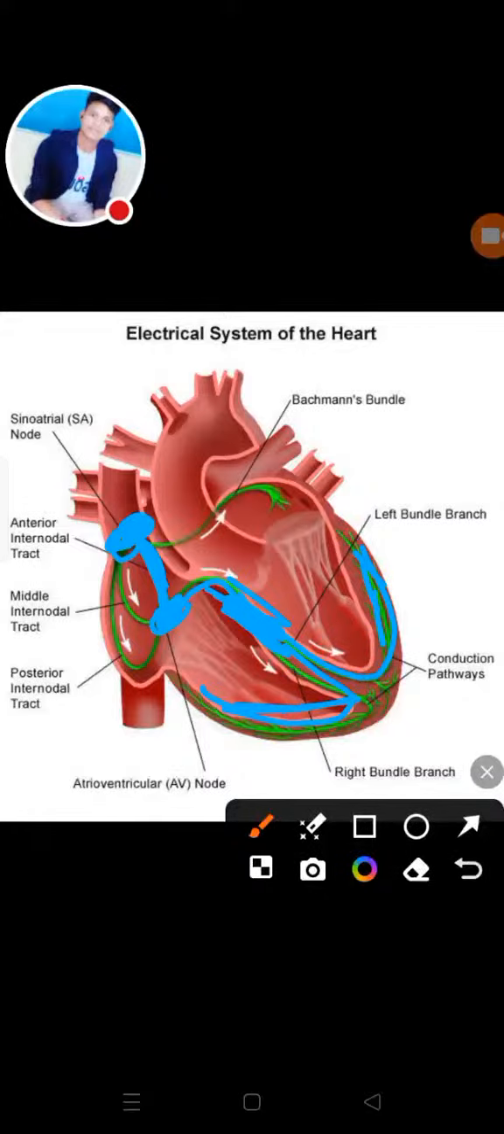Did you know about myocardial infarction, heart attack, cardiac failure, why they happen? Do you know? Any idea? A very simple idea, just clearly note it down.